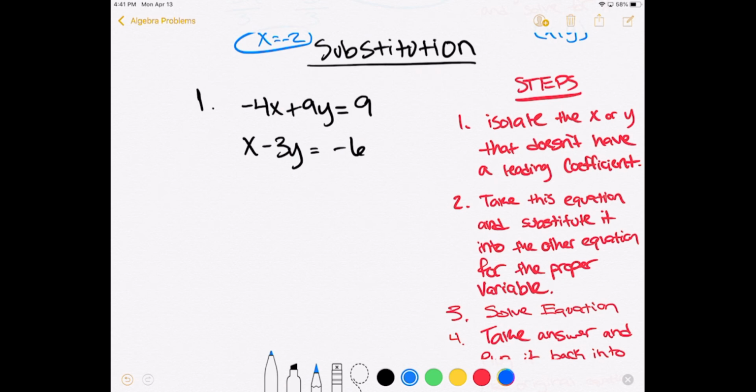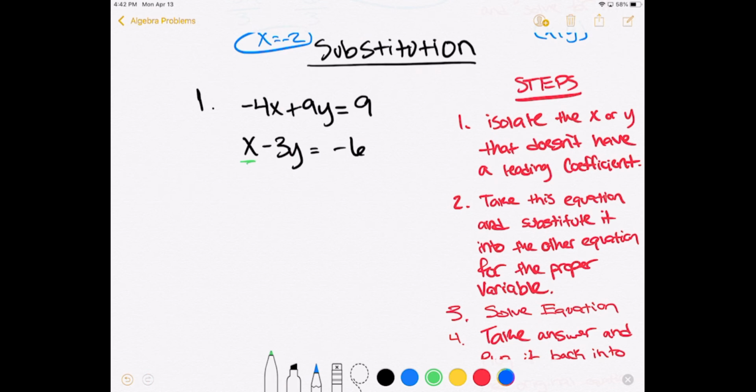In substitution, the thing that's going to be different, and when you know you're going to use substitution, besides the fact that, when I tell you to use it, is one of these variables is not going to have a leading coefficient, meaning it's not going to have a number in front of it. And that's going to be this x right here, right? That x does not have a number in front of it. So my first thing is to get this guy all by himself.